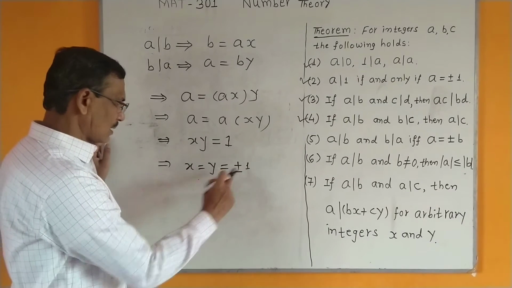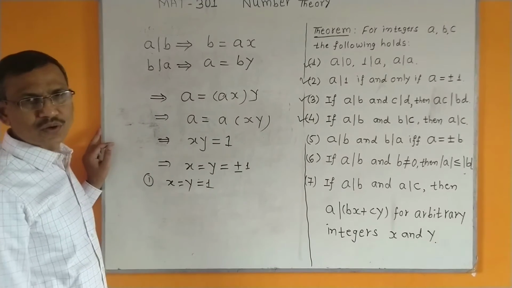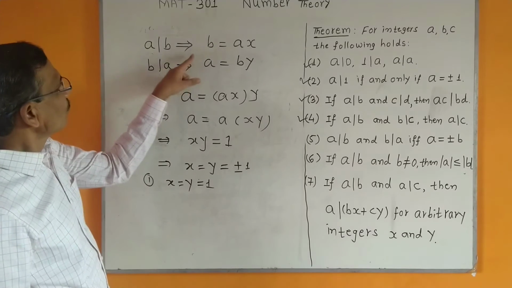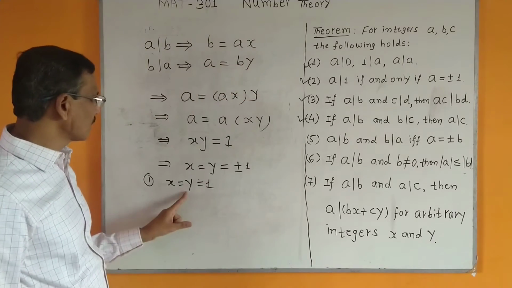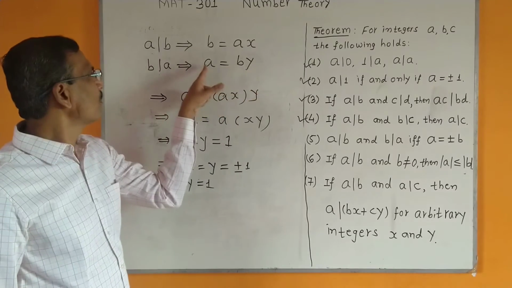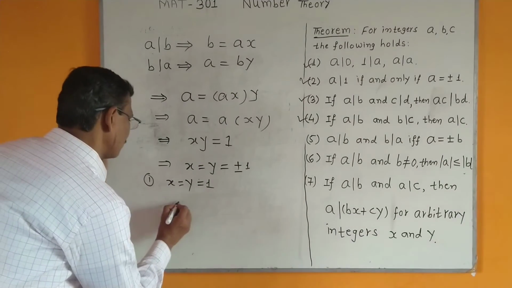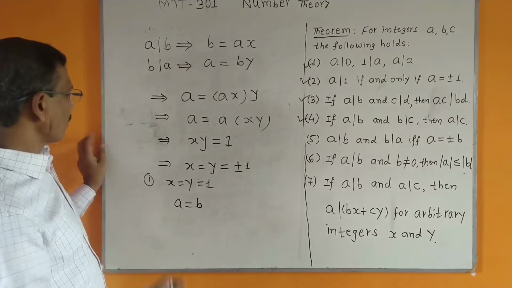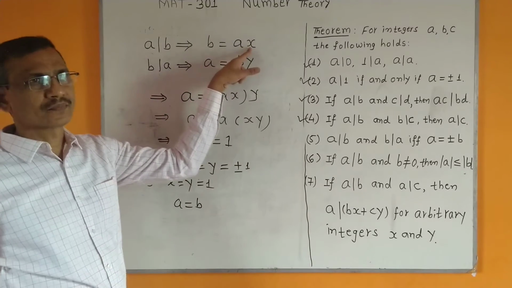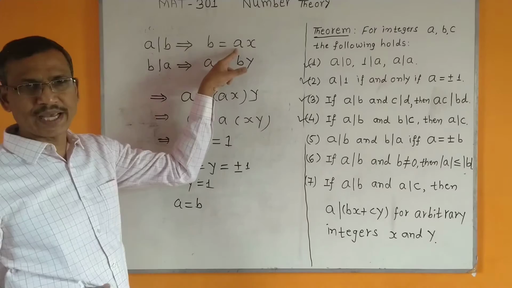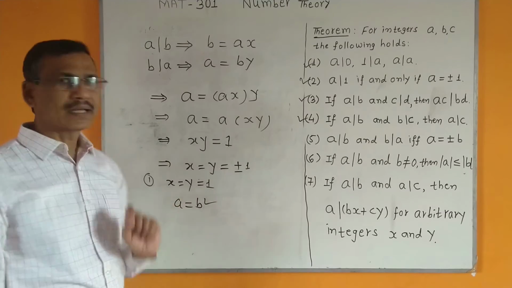Now we shall consider the first case: x is equal to y is equal to 1. Now we have two equations, A is equal to B y and B is equal to A x. In the second equation, put the value of y. What is y? y is 1. If we put 1 here, from this equation we get A is equal to B times 1. That is A is equal to B. Or if we put the value of x in the first equation, x is 1 here, A times 1 is A. Again we get B is equal to A, which means A is equal to B.